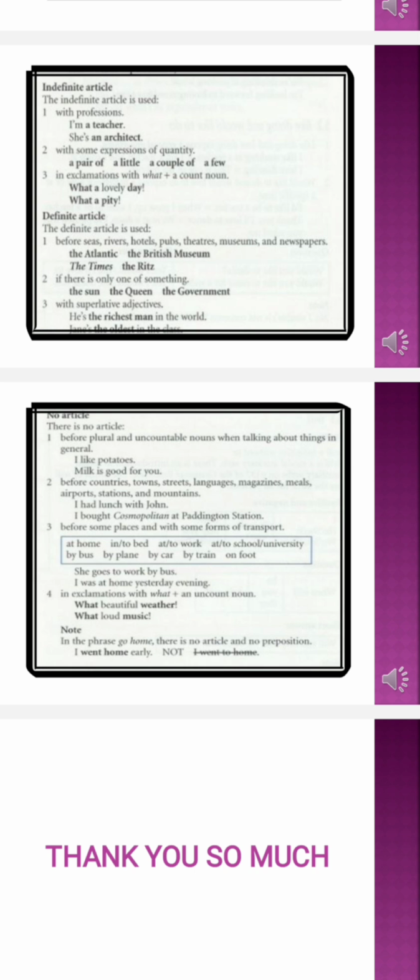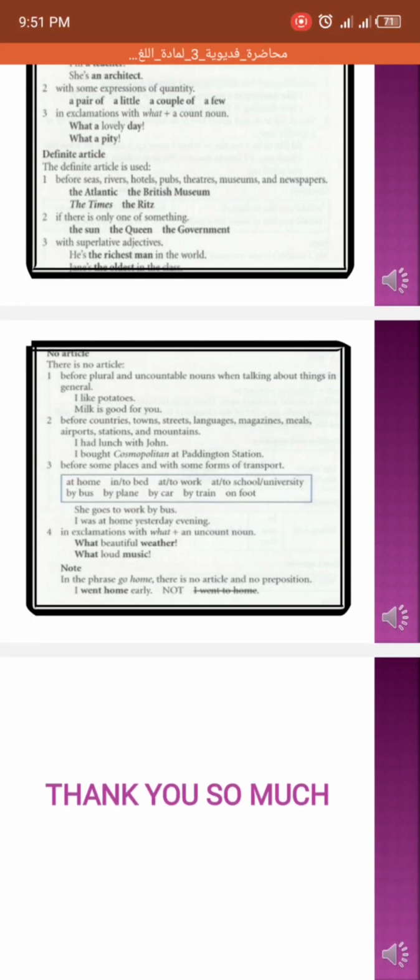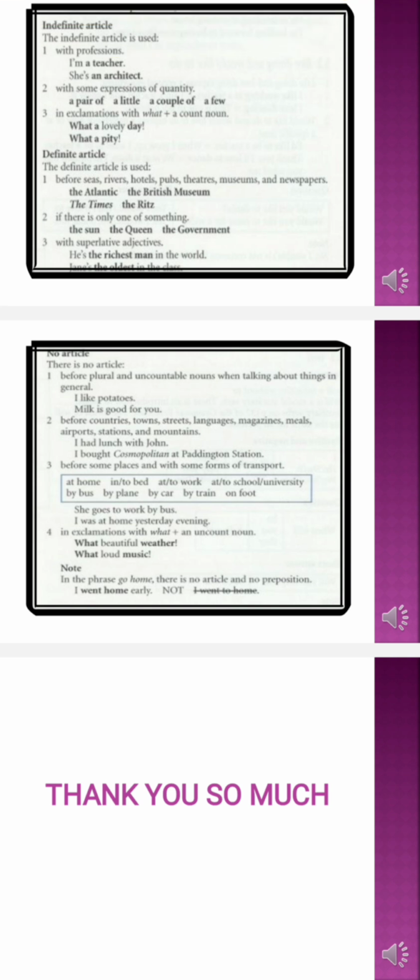Number 4, in exclamations with what plus an uncount noun. For example, what beautiful weather. What loud music. Note, in the phrase go home, there is no article and no preposition. For example, I went home early, but not I went to home.